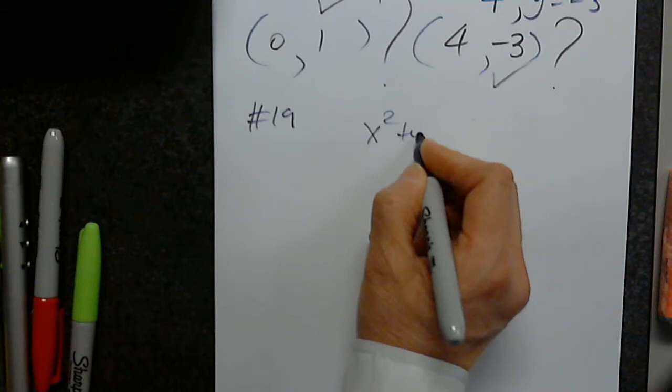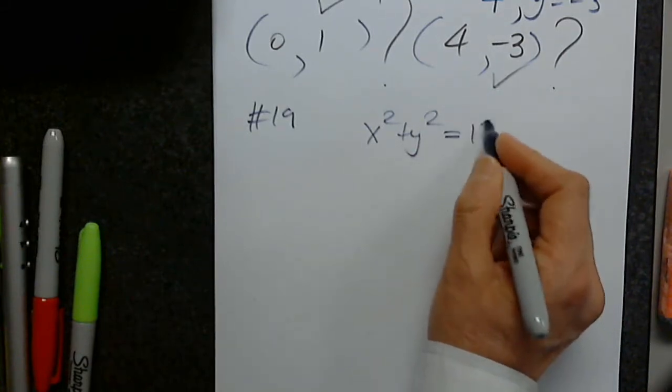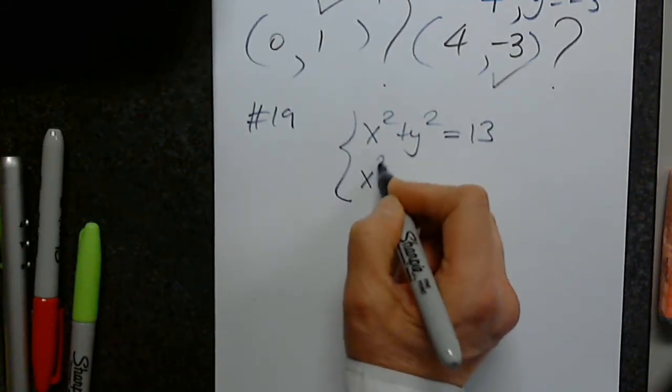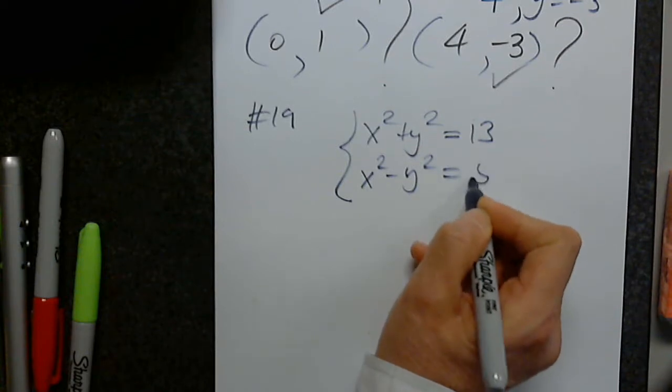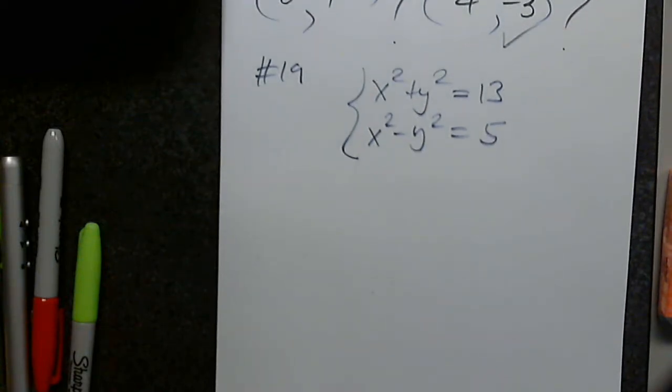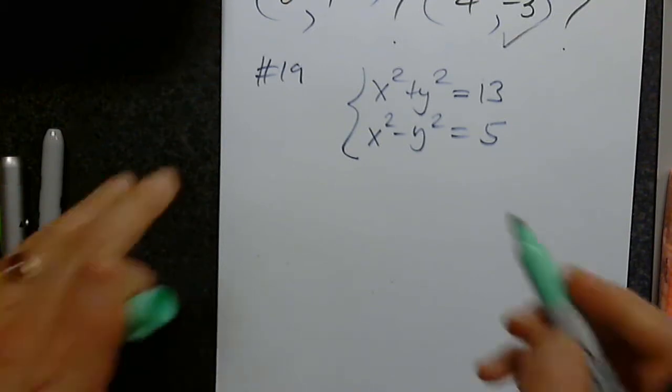X squared plus y squared equals 13, and x squared minus y squared equals 5. In this particular problem, both variables in both equations are the same. So I could, if I wanted to, use substitution. However, look how easier this is.